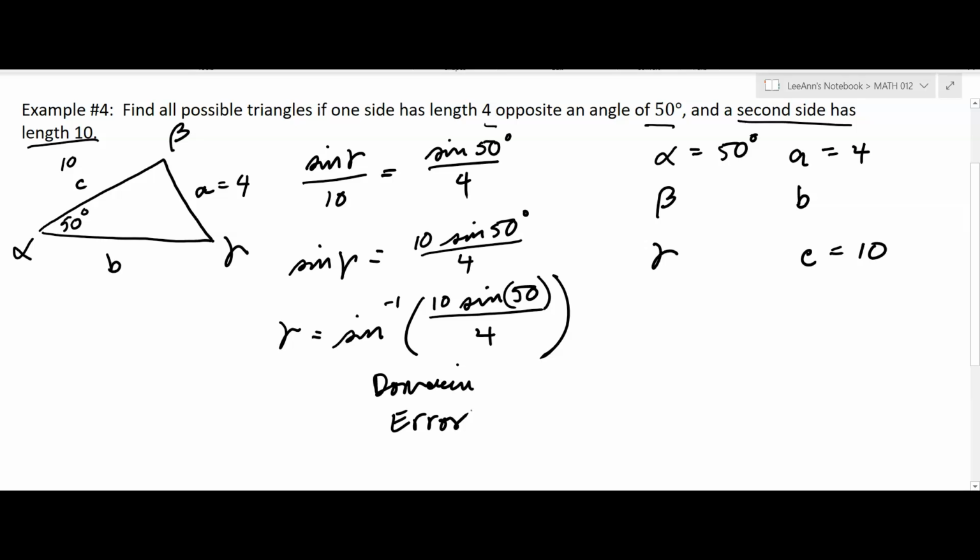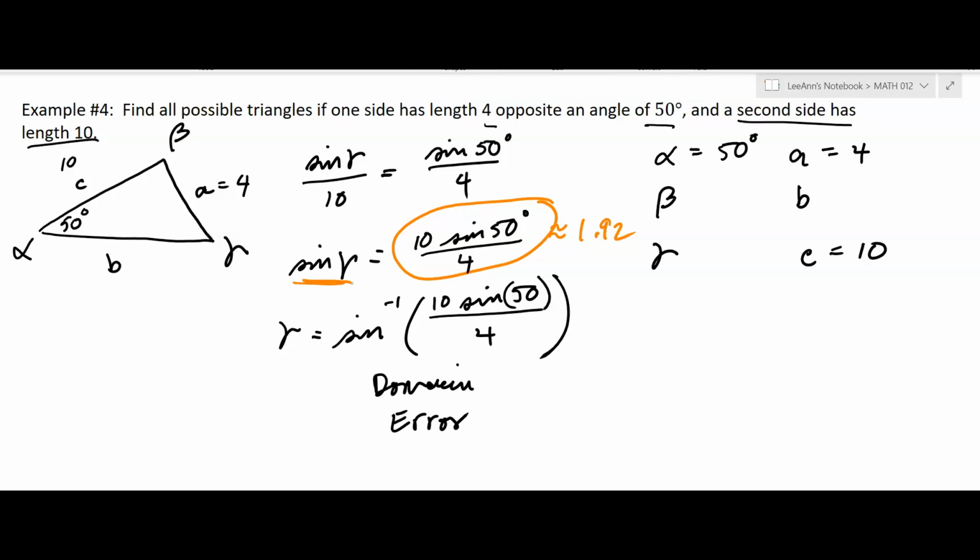There's a problem here. Now let's talk about what the problem is. Let's look at this part right here. So just put that in your calculator. Oops, clear. Where's my clear? 10 sine 50 divided by 4. You get 1.92, or 1.9. The problem is sine goes from -1 to 1, so you're out of the range for that. That's why you're getting a domain error. I guess I should say you're out of the domain for the inverse sine.